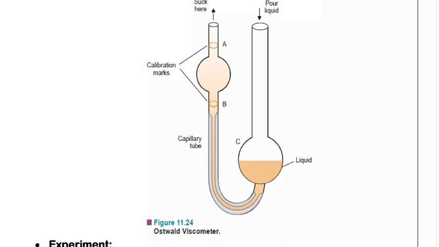Now you can see the pouring and sucking ends here. This is for sucking and this is for pouring. You have the calibration marks A and B, this ring and this ring. Now you have the capillary tube, you can see here the capillary, and this is the liquid. So A and B, you can see this bulb and this bulb. So this is the Ostwald viscometer.